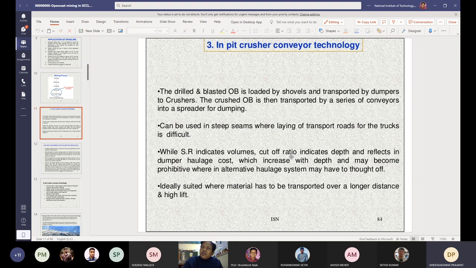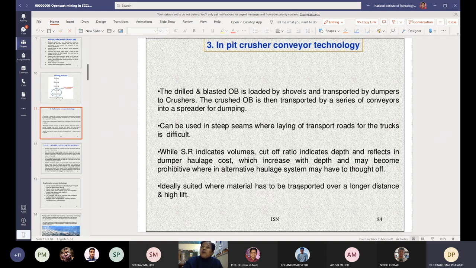So the cutoff ratio indicates the break-even stripping ratio and economic stripping ratio. It is related to money, how much money you are getting after selling the material in the market. That is called your cutoff ratio.